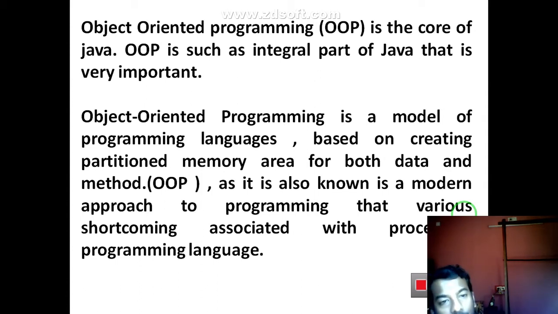We will discuss the features of object-oriented programming later, but a few object-oriented programming languages are Java, C++, Android, PHP, and C#. There are many object-oriented programming languages. These address the shortcomings associated with procedural languages. Next, I'm going to discuss the basic principles of object-oriented programming language.